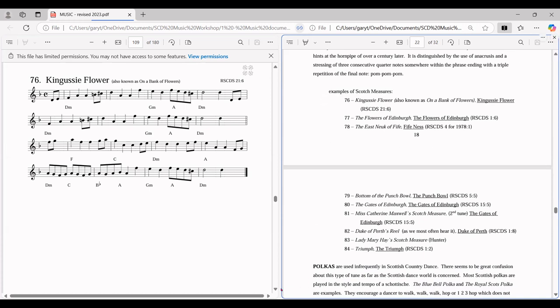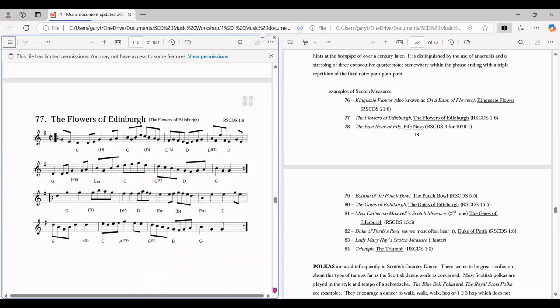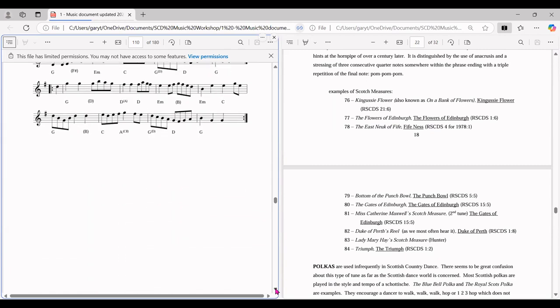Right. Love that tune. Number 78, the East Nuka Fife.